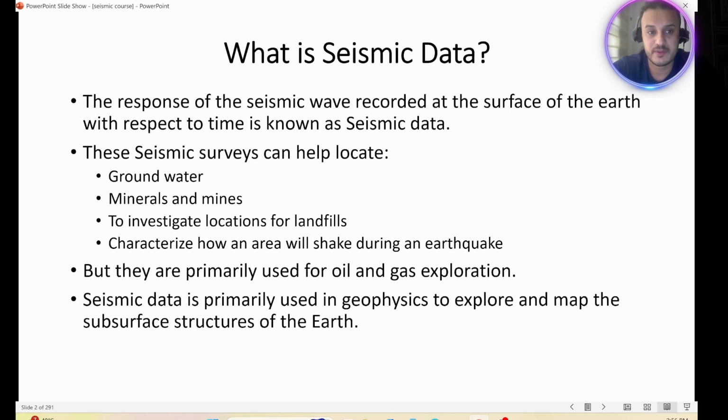What is seismic data? The response of the seismic wave recorded at the surface of the Earth with respect to time is known as the seismic data. The seismic data help us to locate groundwater, minerals in mines, to investigate locations for landfills, characterize how an area will shake during an earthquake, but the main use for seismic data is in oil and gas, where we can detect the hydrocarbon accumulation. It also helps us to detect the subsurface geological features, the faults, especially fault joints and the dome.